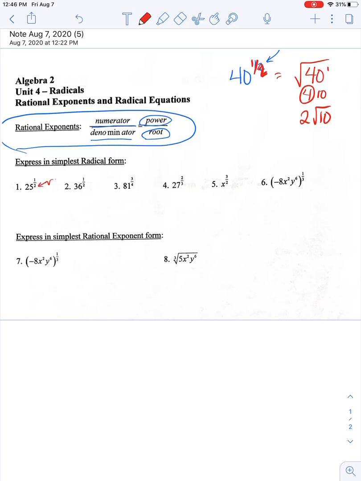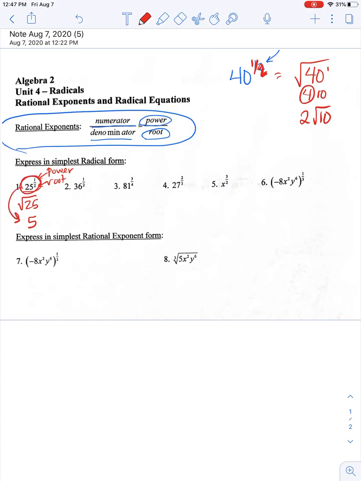So on number 1, if I give you 25 to the 1/2, that's your root. And that's your power. And a power of 1 doesn't do anything. That's going to change when we get to number 3. But for right now, the power is just a 1. So the root is 2. So this means the square root of 25, which is 5.